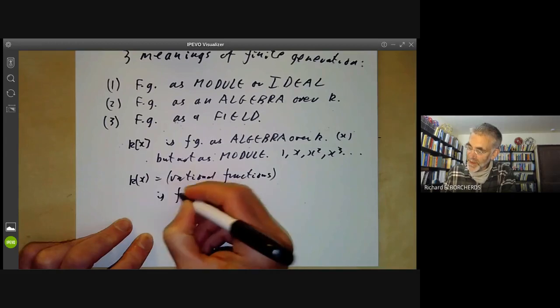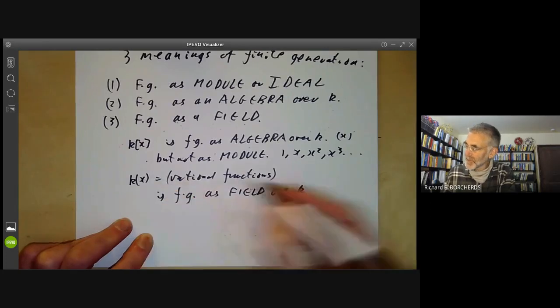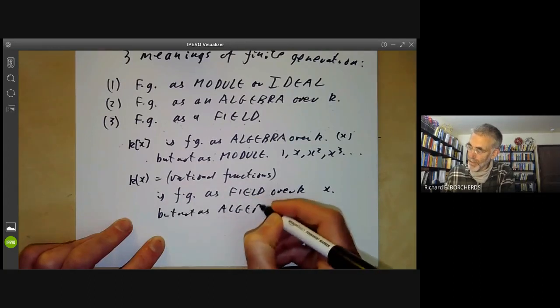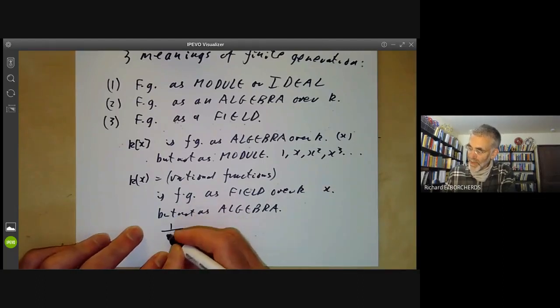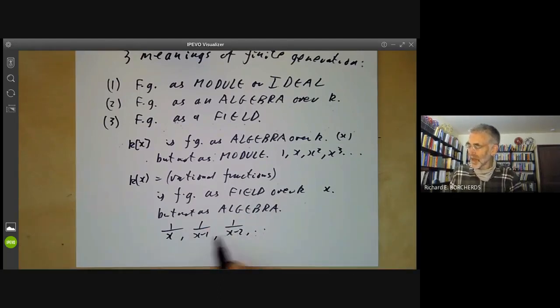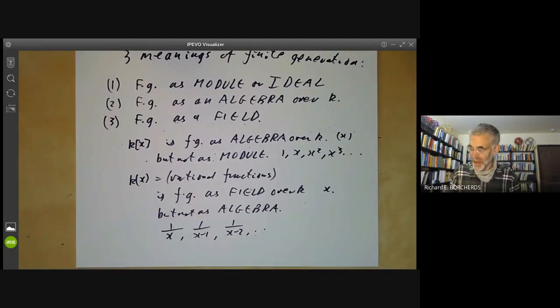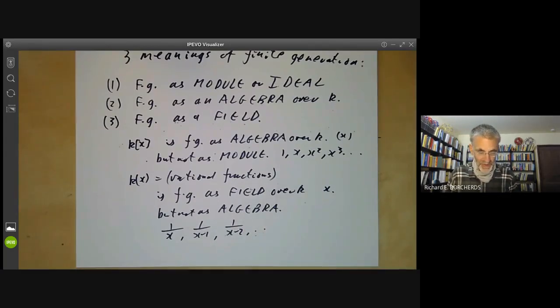This is finitely generated as a field over K because it's finitely generated by X, but not as an algebra. For example, we've got 1 over X, 1 over X minus 1, 1 over X minus 2, and so on. So if K is infinite, you can't get all of these with only finitely many elements of this, because there'll only be a finite number of things in the denominator. If K is finite, it's still not finitely generated because you get one over various irreducible polynomials.